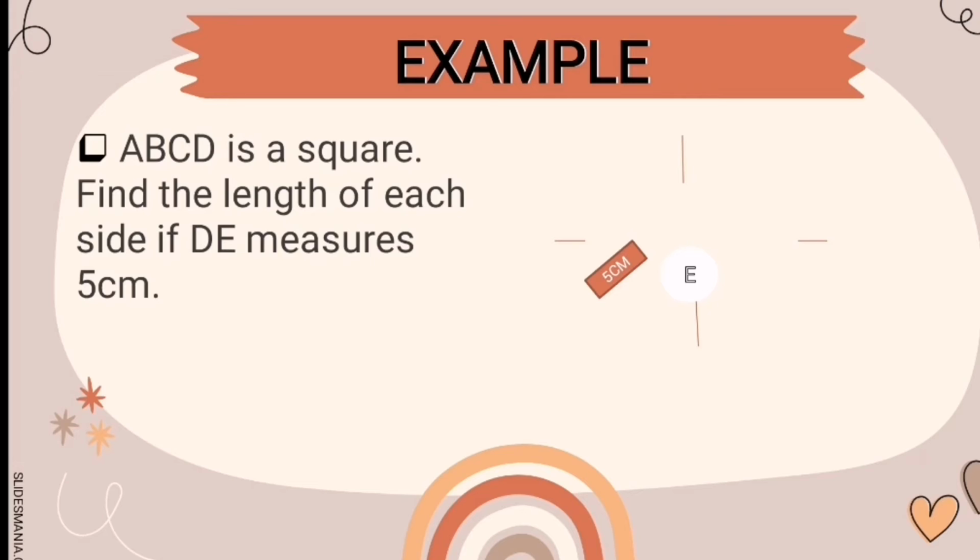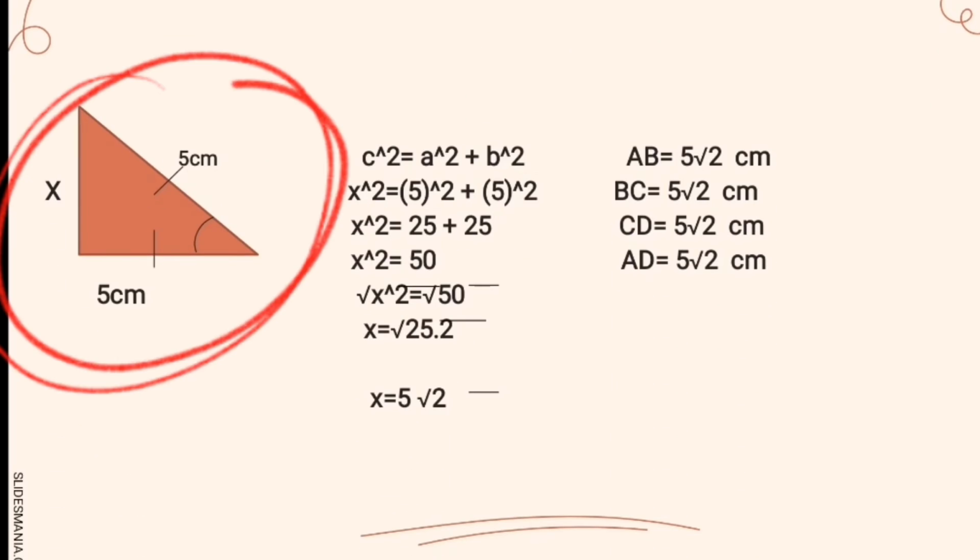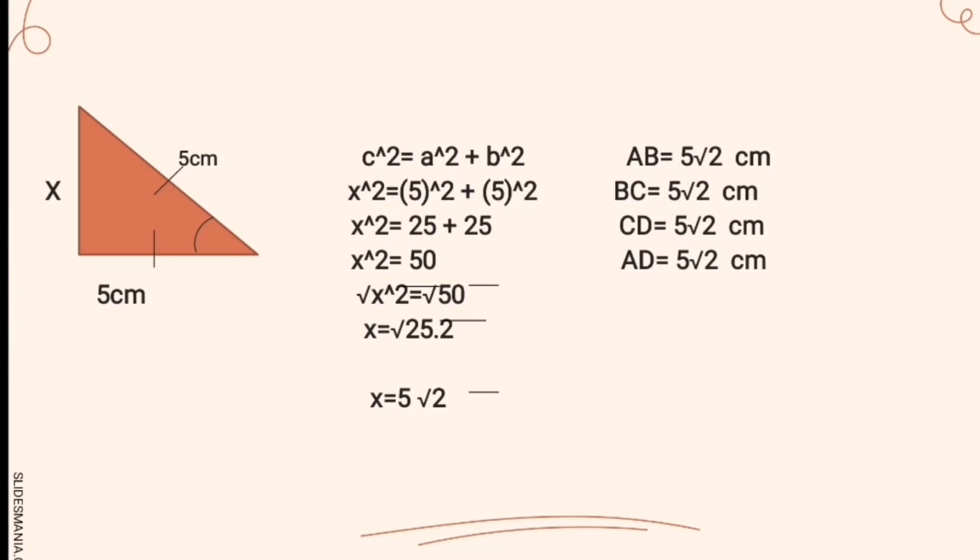So for example, ABCD is a square. Find the length of each side if DE measures 5 cm. So we're going to find the measure of the side of the square. Our given is DE, which is 5 cm. So it will form a right triangle because, by our property, the diagonals form a perpendicular, and this is 5 cm. By our property, it will also form an isosceles triangle. If this is 5, this is also 5 cm. Opposite our right angle is our hypotenuse.